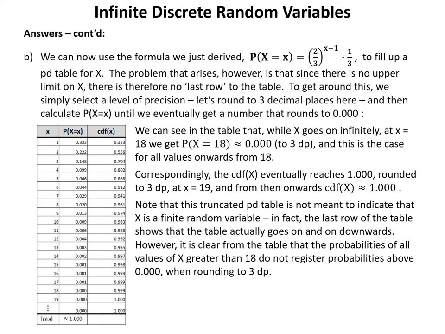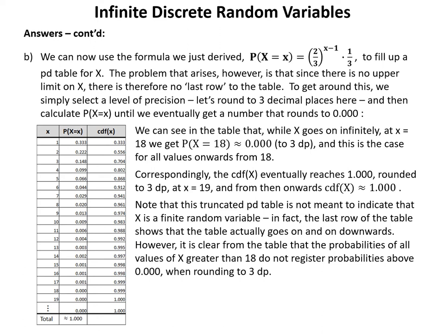So we can now answer part B using the formula that we just derived. And the formula we just derived is that the probability for any value of x equals 2/3 to the x minus 1 times 1/3. And then we can use this to fill up a PD table for x. And of course, the problem here is that since there's no upper limit on x, there's therefore no last row to the table. So in theory, this table is of infinite number of rows. It just keeps going. Now we need to get around this problem.